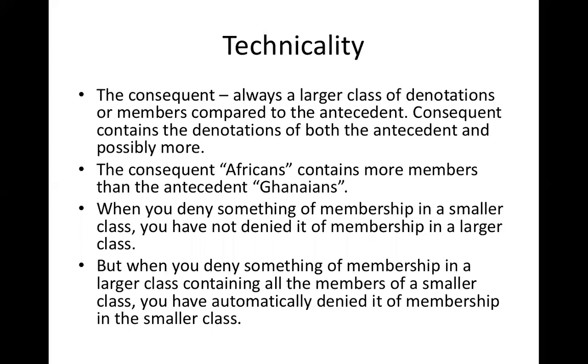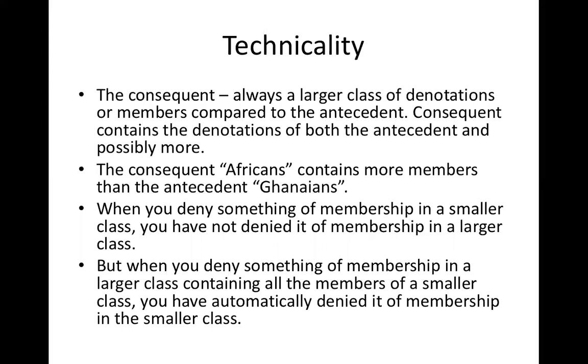So that's why we say, deny something of membership in a larger class containing all the members of a smaller class, you have automatically denied it of membership in a smaller class. Okay, so this is the technicality you need to understand. When class A is part of class B, and class B is bigger than class A, it means that anything in class A is automatically in class B. Anything that is not in A might still be in B, because B is bigger than A. B contains other things apart from A.